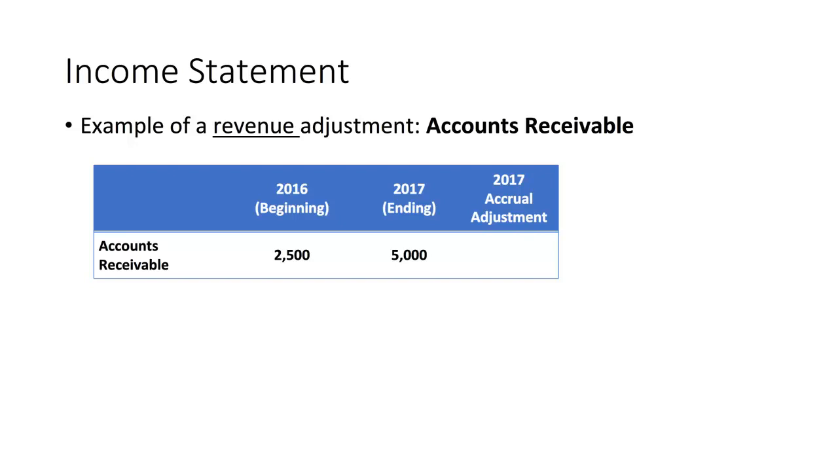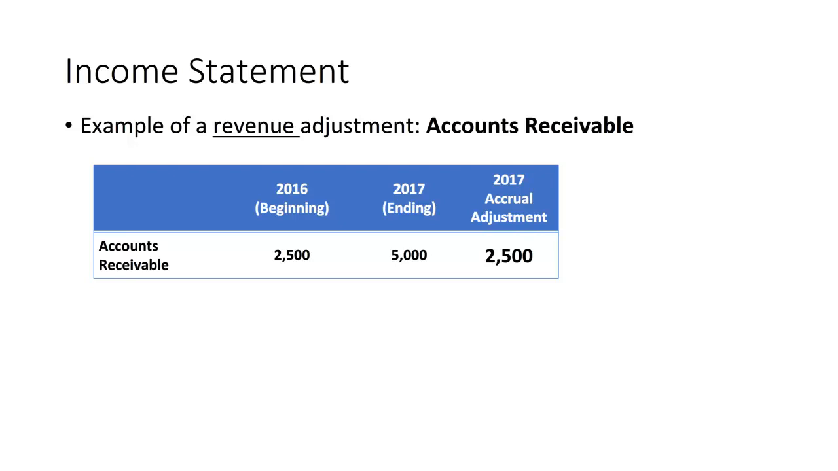As I said, adjustments, regardless of their type, revenue, expense, it doesn't matter, are always calculated as ending value minus beginning value for that account. For our accounts receivable example here, we have an ending balance of $5,000 in receivables and a beginning balance of $2,500 in receivables. So what that means in terms of the accounts receivable accrual adjustment is that we'd have a value of $2,500. That reflects the $5,000 ending balance minus the $2,500 beginning balance.